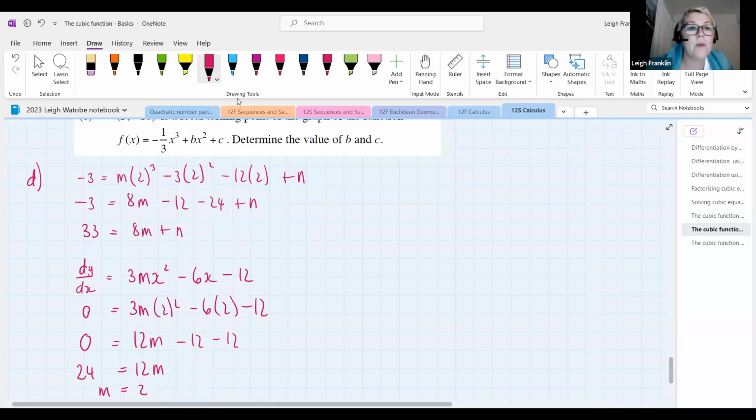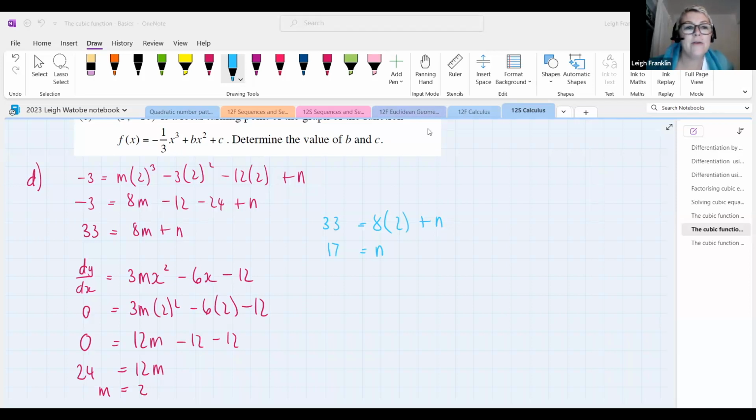Okay, and then when we went back up here and we want to solve for n, we would have 33 equals 8 times 2 plus n. So that's why n would be equal to 17. Okay. All right. So that's cool.